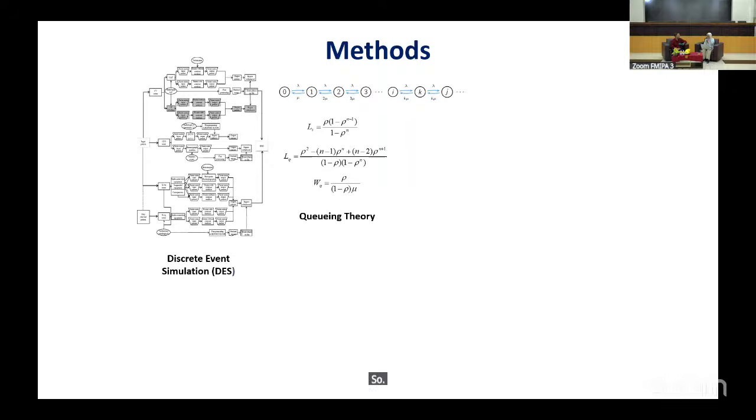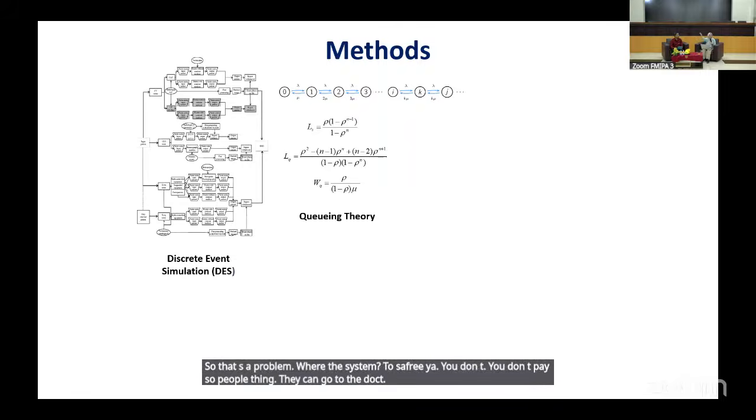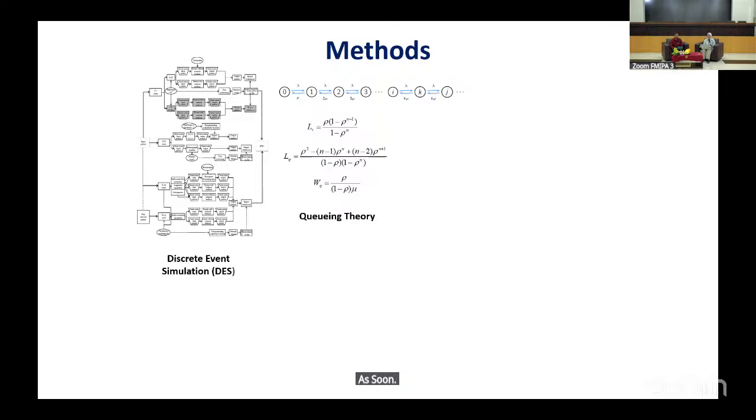So that's a problem where the system says free. You don't pay, so people think they can go to the doctor and get treatment as soon as possible. But that's not the case when everybody is thinking the same thing. When we analyze a system where there is a queue, discrete event simulation is a very good, suitable tool, and also analytic queuing theory, to see the utilization of your resources, where the bottleneck is, and then what we can do in order to reduce the queue, and so on.